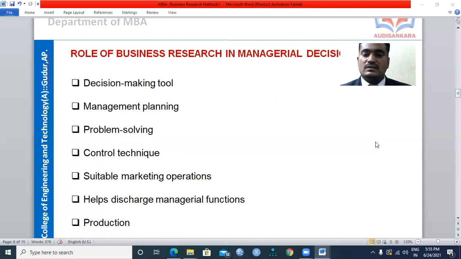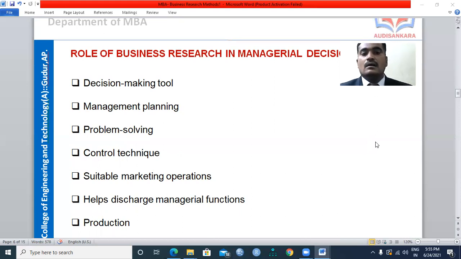And the next one, management planning. As we know, planning is deciding in advance what should be done in the future, guessing in advance what would be the expected level of changes in future, and having an idea in advance what should be done. That is what we call the concept of planning.